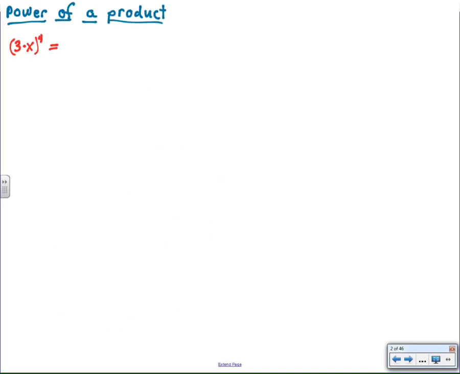The next rule is power of a product. So first of all, we remind ourselves that the product is what happens when you multiply things. So 3 times x is a product, and I'm taking the 3 times x to the 4th power. So really I'm asking for 3 times x times 3 times x times 3 times x times 3 times x.